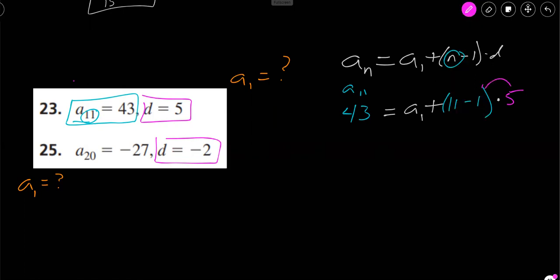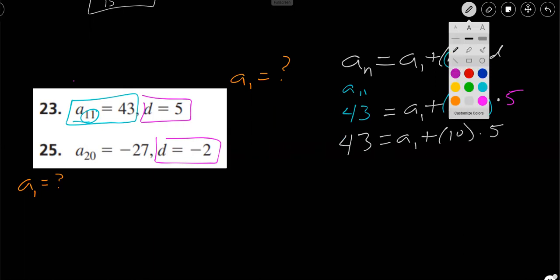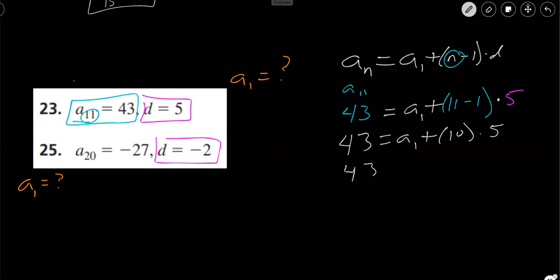I'm going to multiply 5. Actually, no, I'm not going to do that. Why would I do that when I can just subtract 1 from 11? So I'm going to have 43 equals A1 plus 11 minus 1 is 10 times 5. Now I'm going to multiply. I get 43 equals A1 plus 10 times 5 is 50.